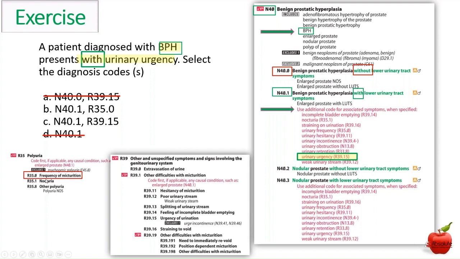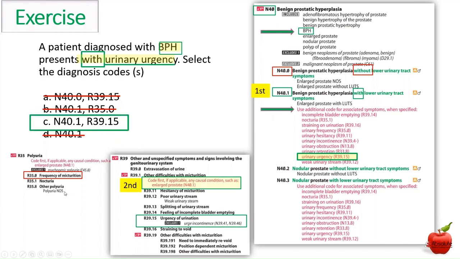We take a look at R35.0, that's frequency of micturition, and we know that that's not it. And then we have a look here, urgency of urination, and it's already given us that code there. So we need urgency. Again, it's close, but not exactly what we need. So there we have it right there. And so we're going to code first the BPH, followed by the urinary urgency. So first and then second, this leads us to C.